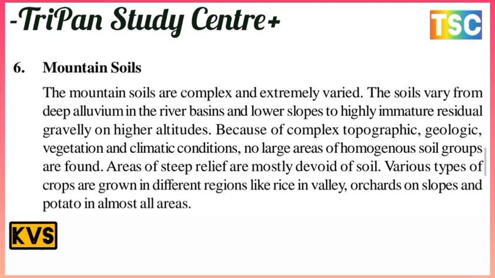Because of complex topography and geology, vegetation and climatic conditions, no large area of homogeneous soil group is found. Areas of steep slope and relief are mostly devoid of soil here. Various types of crops are grown in different regions, like rice in the valley, or corded on the slope, and potato in almost all areas. This is the most important soil, the mountain soil, here.